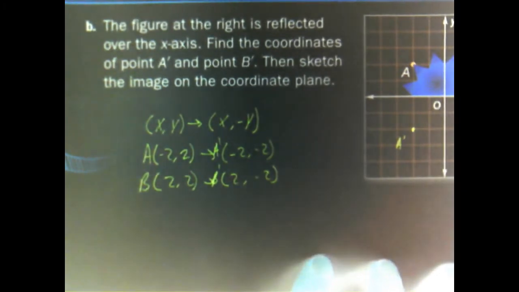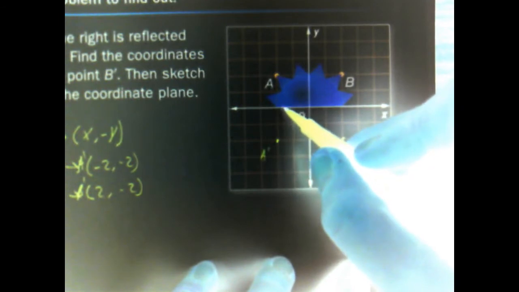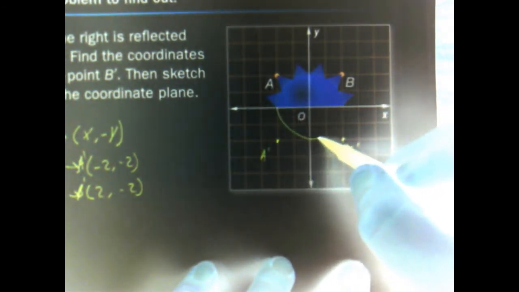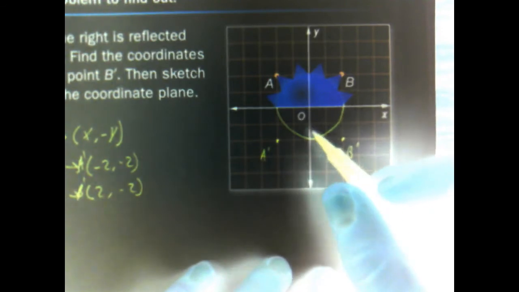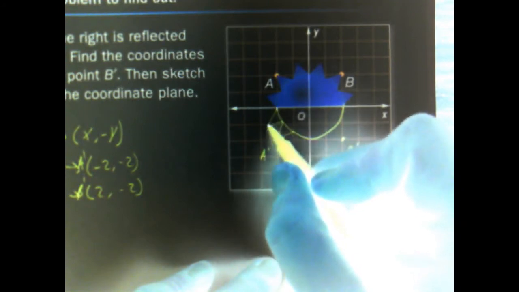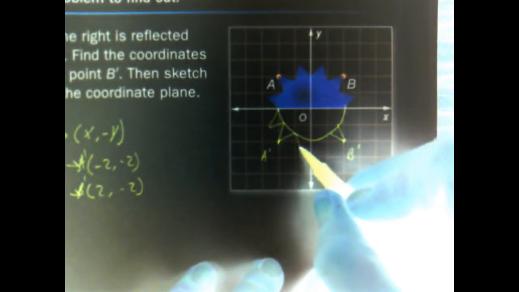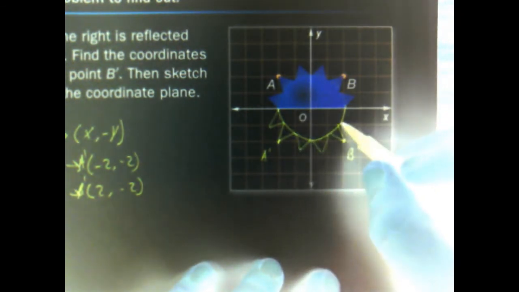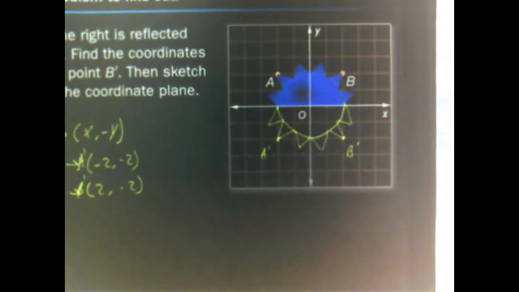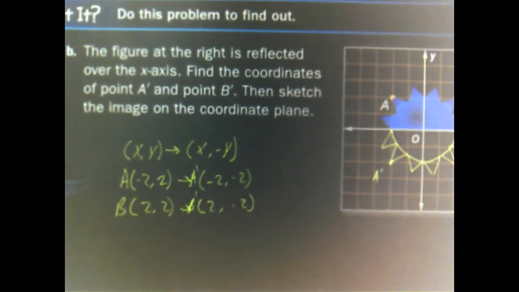So let's see how Mr. Green does this time. Drawing them in. Looks something like that. And like that. And there you have it. There's the second part of that sun. Again, the main point is transformation notation. Reflecting across the x-axis changes the y-coordinate.